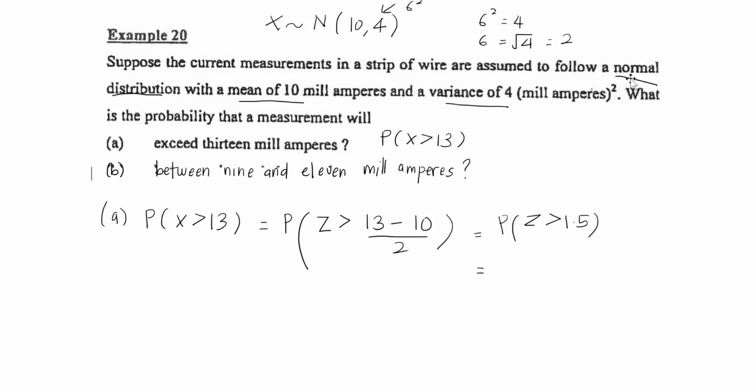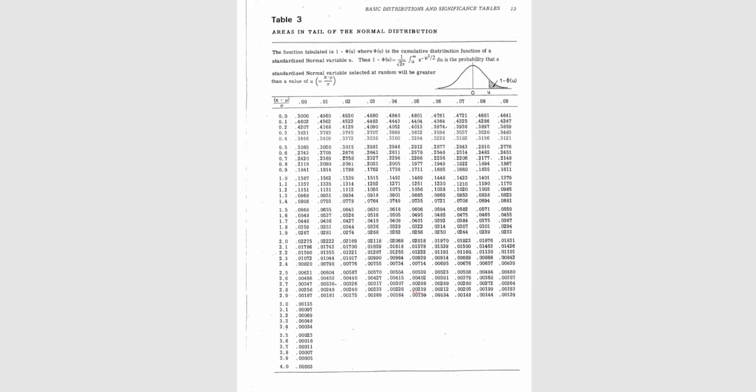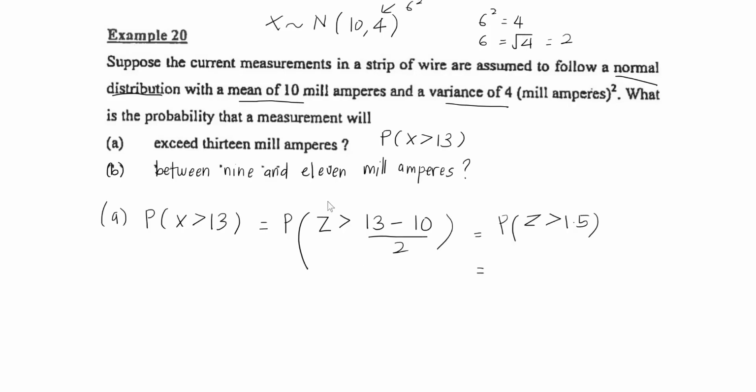Now for Z greater than 1.5, we can get the answer from the normal distribution table. So this is the distribution table, and we want to look for Z greater than 1.5. It's here, and 1.5 gives 0.0668. So the answer is 0.0668.